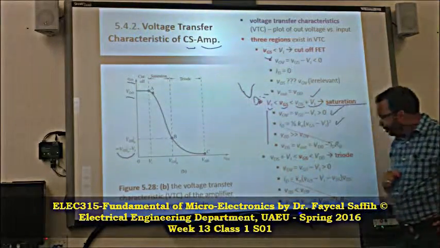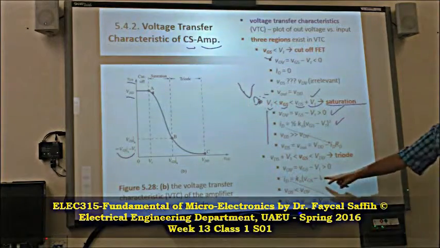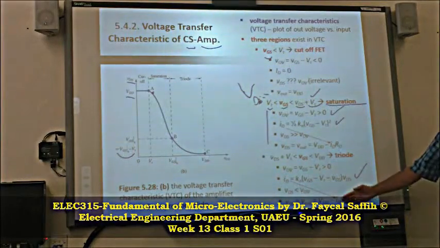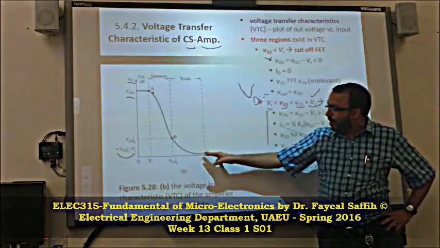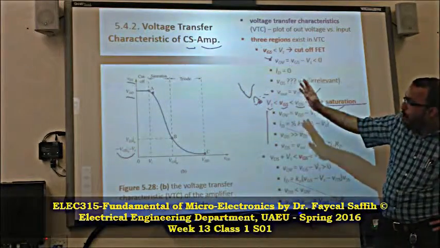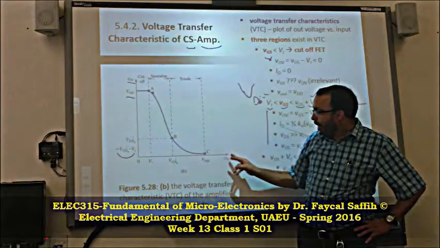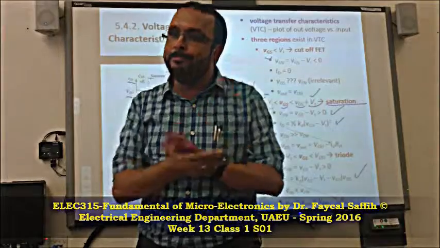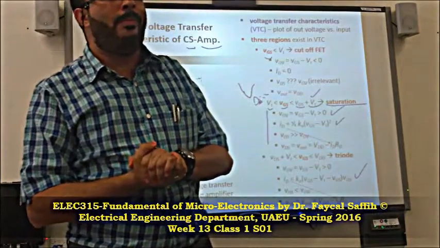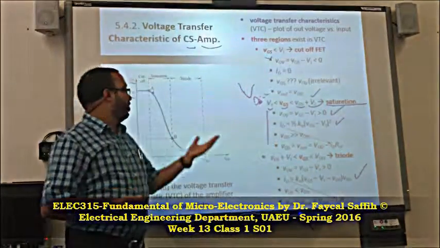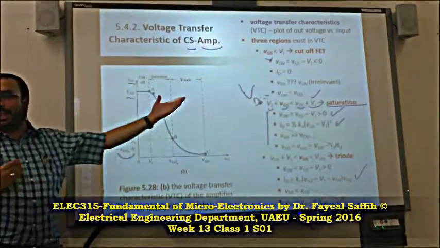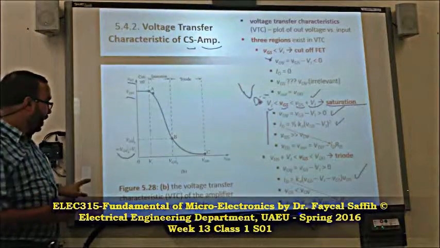And in triode, we have a different equation, which is this one. Yes or no? That's it. And then it continues until it can't go beyond, when VGS is at its maximum. What is the maximum VGS? It is VDD, because VDD by definition is the highest voltage in the circuit. It is the power supply. Understand? So this is what we call the VTC graph, the voltage transfer characteristic. Very important to know. Alright?